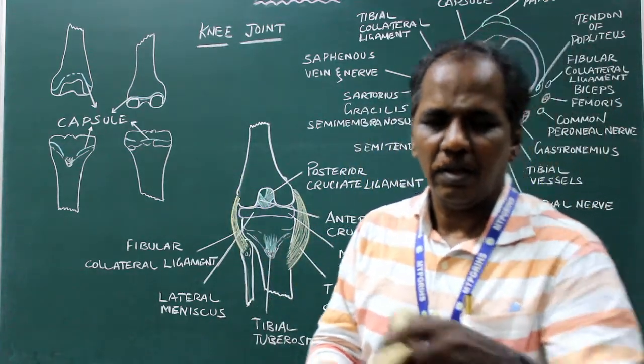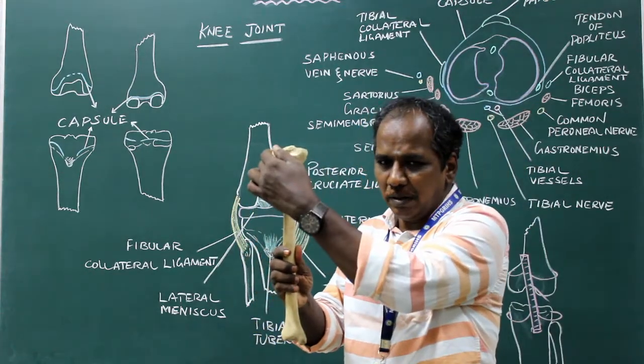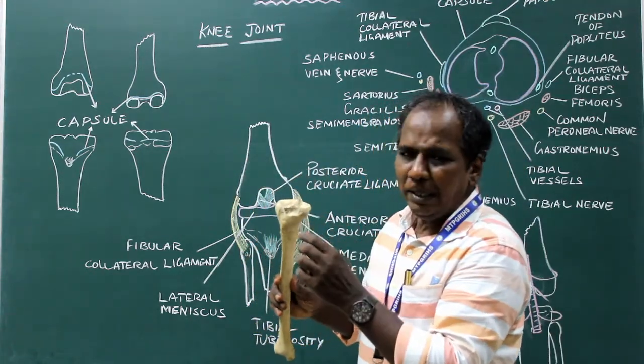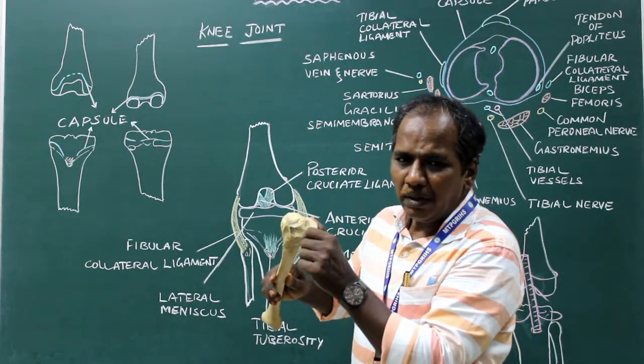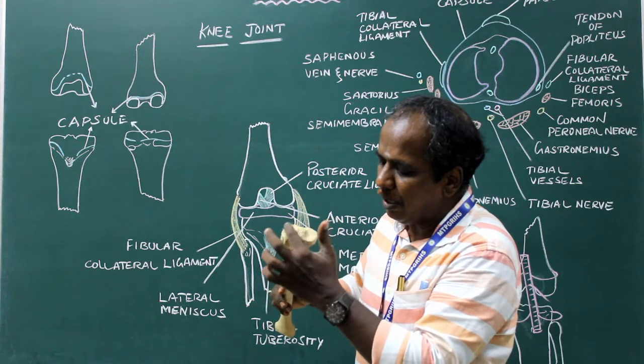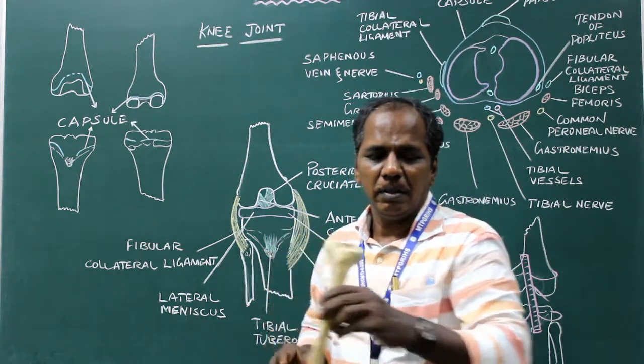Distally, this is the tibia, this is the medial condyle, and this is the lateral condyle of the tibia. So, distally, the superior articular surface of the medial condyle of the tibia and the superior articular surface of the lateral condyle of the tibia.